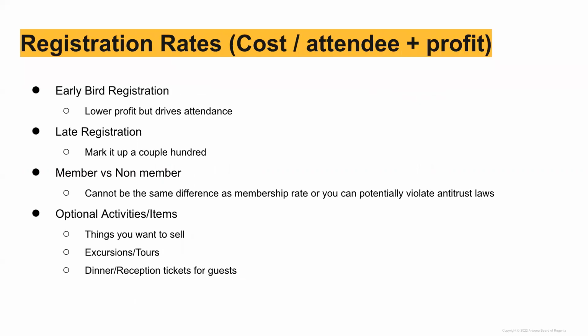So when setting your registration rates, you're looking at what is your cost per attendee based on your budget, and then how much profit you want to make. You can choose to make a lot of profit. You can choose to make a little. It depends on your organization. And I would say look at what comparable organizations do.